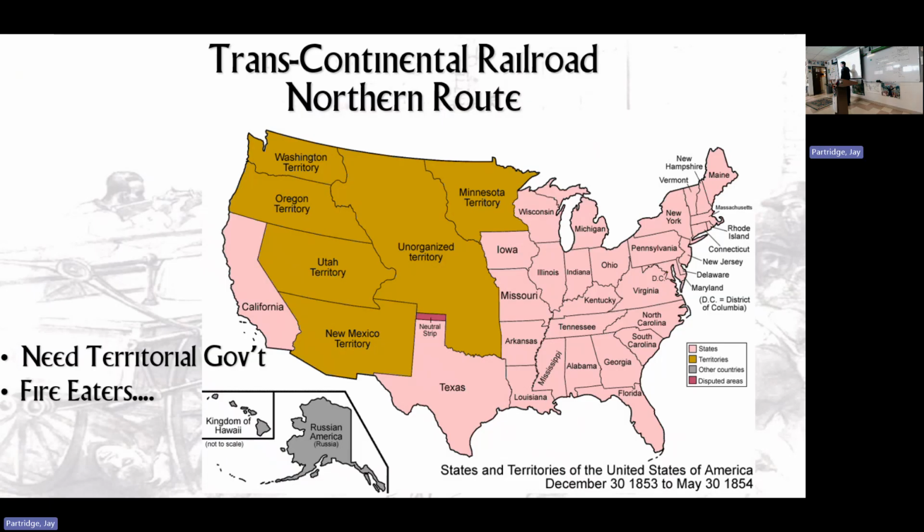But they need territorial governments. Remember the Missouri Compromise said no slavery north of 36°30' in the Louisiana Purchase. And Fire-Eaters said, if you want your railroad, open those areas up to slavery. If you want your railroad, you must do what we say, or we will stop it in the Senate, a filibuster, and push for a southern route. And Douglas made a deal with the devil to get his bill passed. And this would blow up the country, and that's where we quit. Goodbye, everybody.